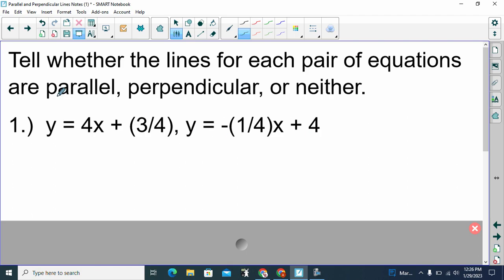Remember, we're thinking through y equals mx plus b. M is slope. So the thing next to the x is the slope. So this first line has a slope of 4. And this line has a slope of -1/4. Parallel lines have the same slope. Those are not the same, so it cannot be parallel. Perpendicular lines have slopes that are opposite reciprocals. This one's positive and this one's negative. Reciprocals, this one's 4/1 and this one's 1/4. Those are opposite reciprocals. These two lines are perpendicular.